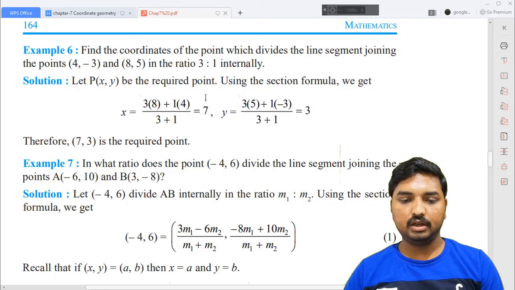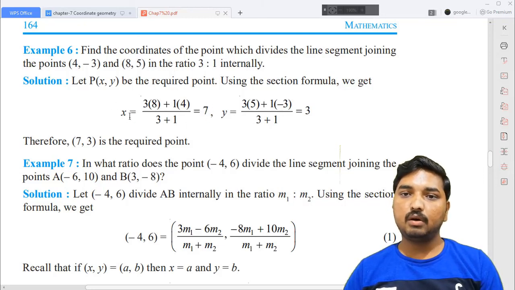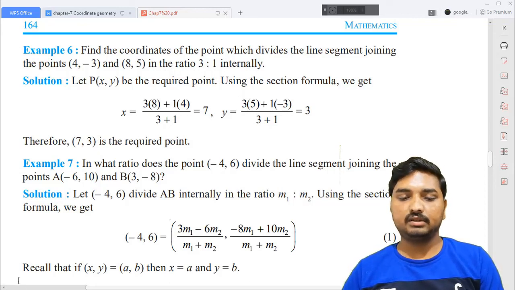3 plus 1. So on simplification you will get 7. This is the x coordinate of the point P. In a similar sense, for the y coordinate, by using the formula m1 y2 plus m2 y1 divided by m1 plus m2, you will get 3 again for y. So therefore 7 comma 3 is the point P, x comma y. 7 comma 3 is the required point. So it is a very simple formula. He will give the 2 points for you and he will give the ratio, and he may ask to find out the point x comma y like this.